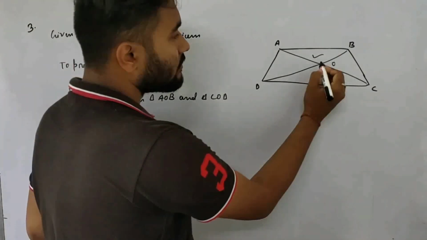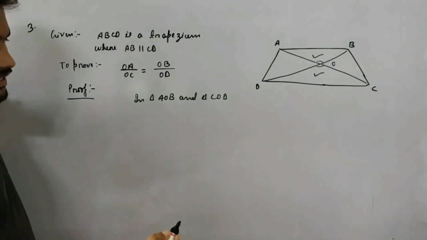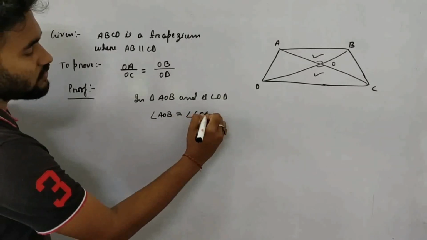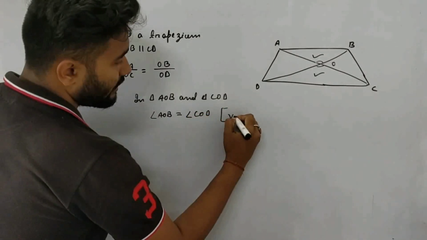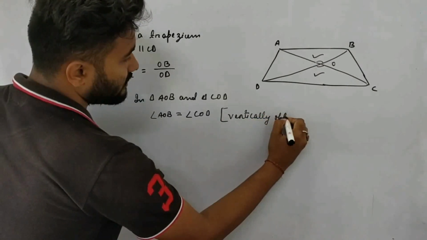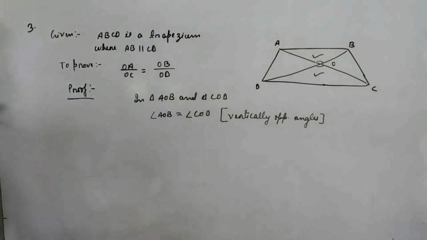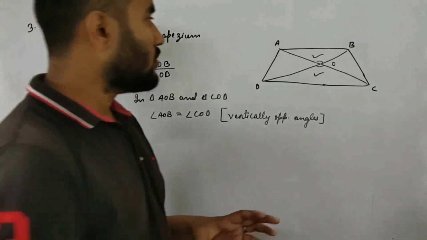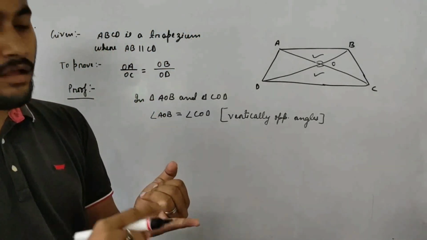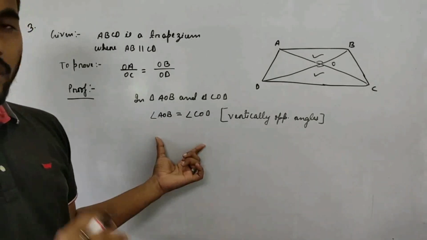So proof: in triangle AOB and triangle COD, what will we have? At first you see this angle is equal to this angle, isn't it? Vertically opposite angles. So angle AOB will be equal to angle COD, vertically opposite angles. Next, one more we need, because the minimum is AA. One was AAA criteria and another is the angle criteria. Two ways are there, right? So one more angle at minimum you need.